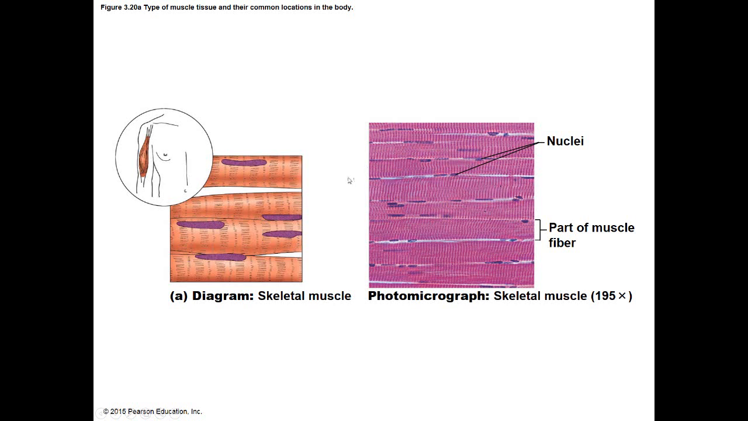But each of these individual pieces of fiber is a single muscle cell, and you can see clearly the stripes that are present. Also notice that the fibers run parallel to each other. They don't really cross or intersect. They pretty much just run in straight lines.